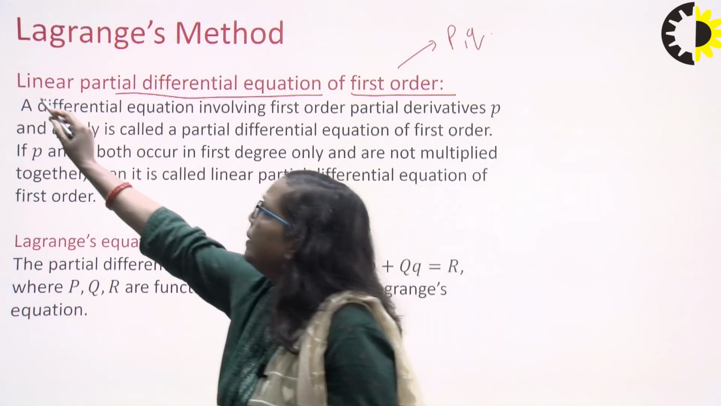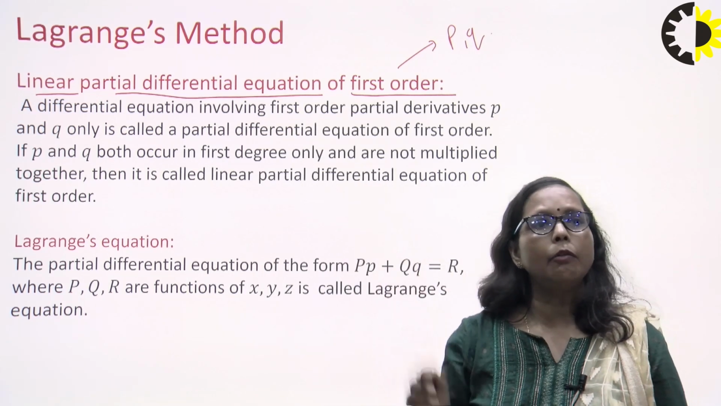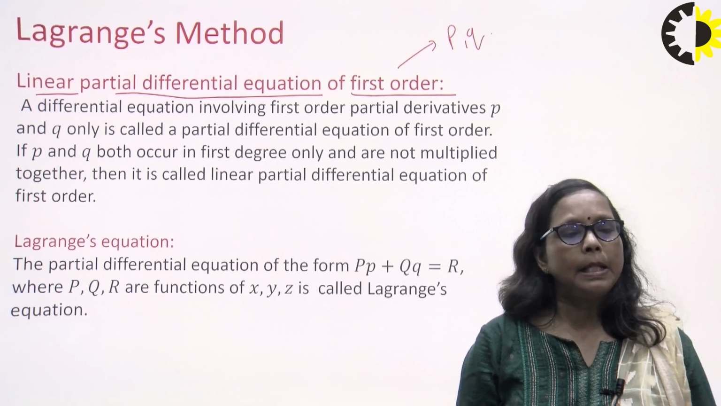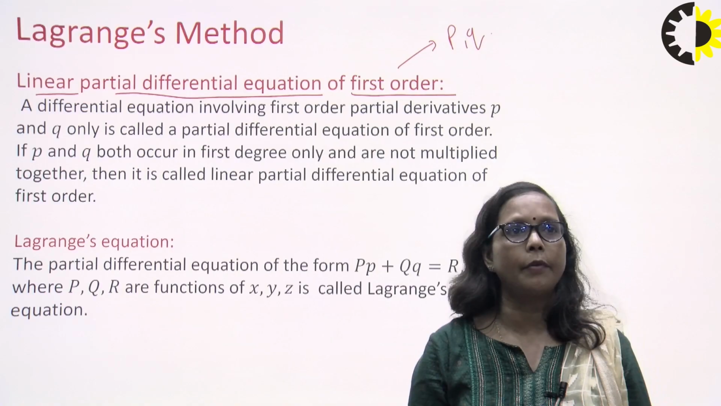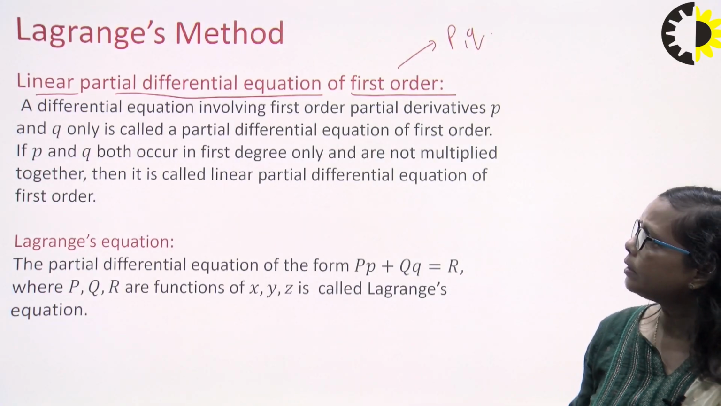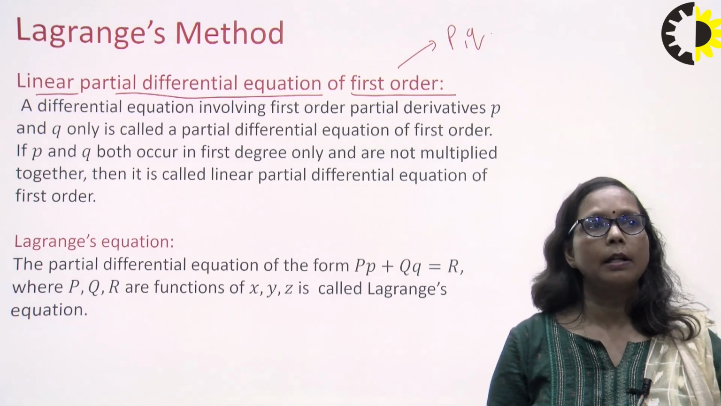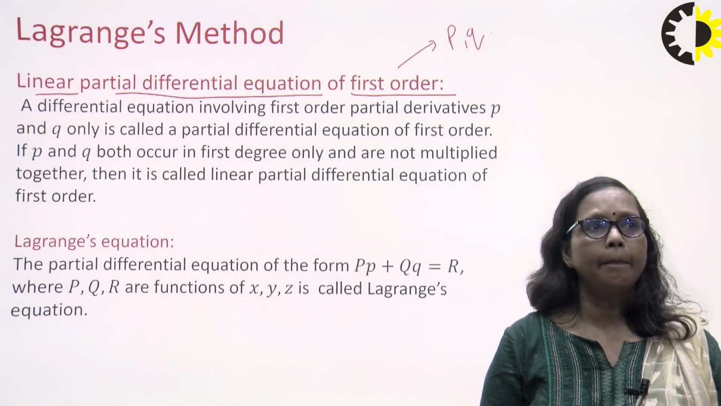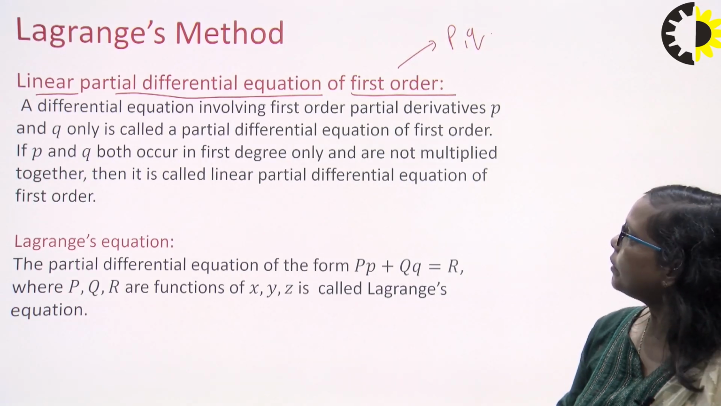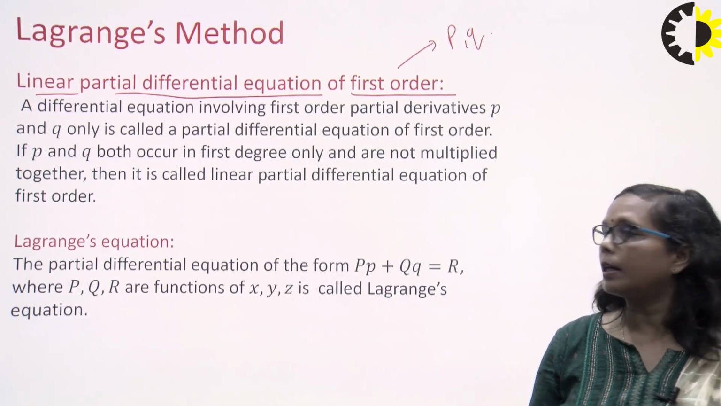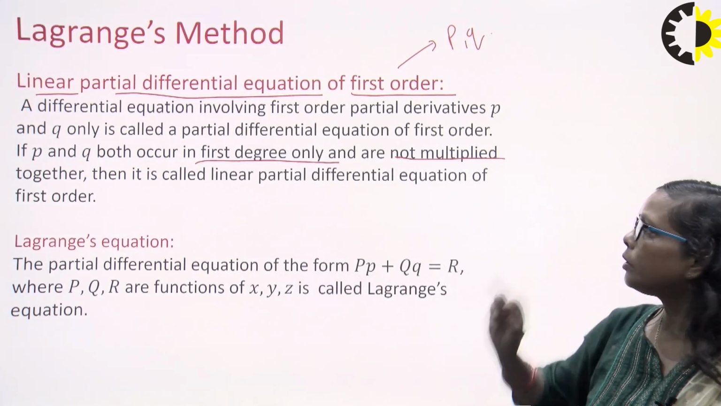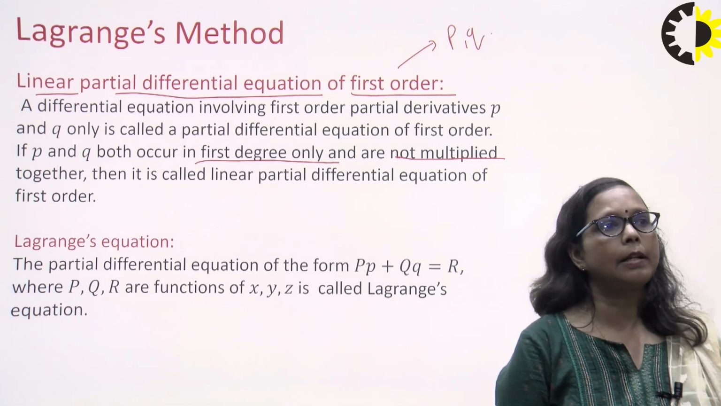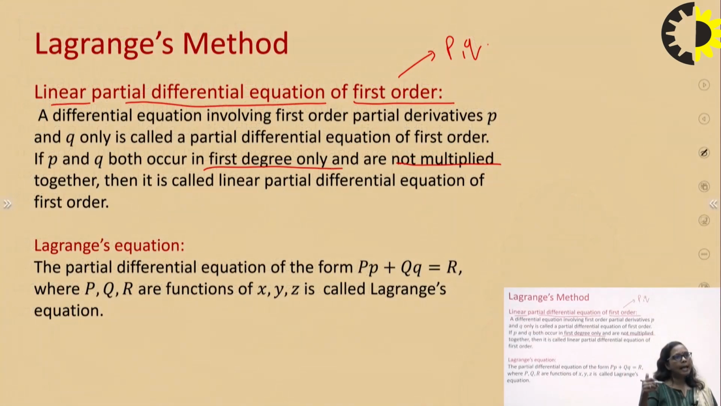And what's the meaning of linear? Linear means that p and q must occur in first degree also. Any equation which is in first order and first degree is called a linear partial differential equation of first order. So if we read out the definition, a differential equation involving first order partial derivatives p and q only is called a partial differential equation of first order. If p and q both occur in first degree only and they are not multiplied together, then it is called a linear partial differential equation of first order. And Lagrange method is applied to only these types of equations.